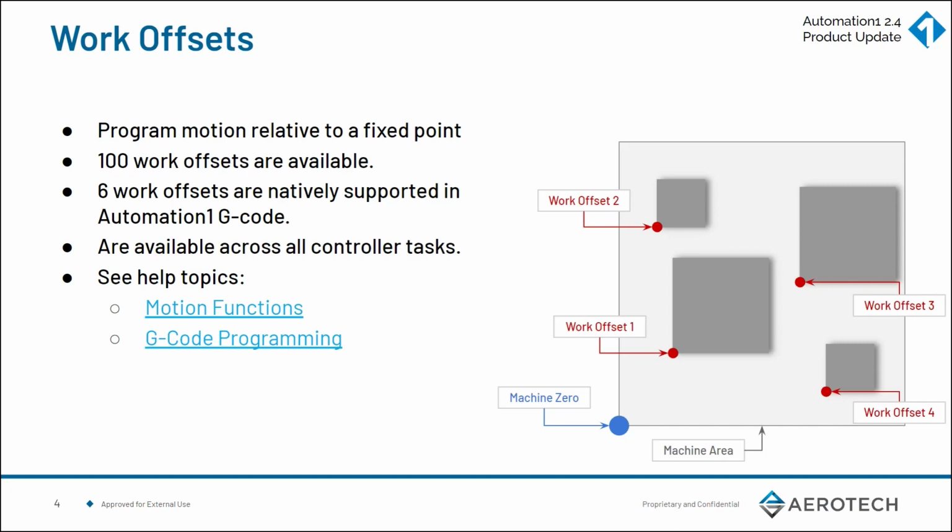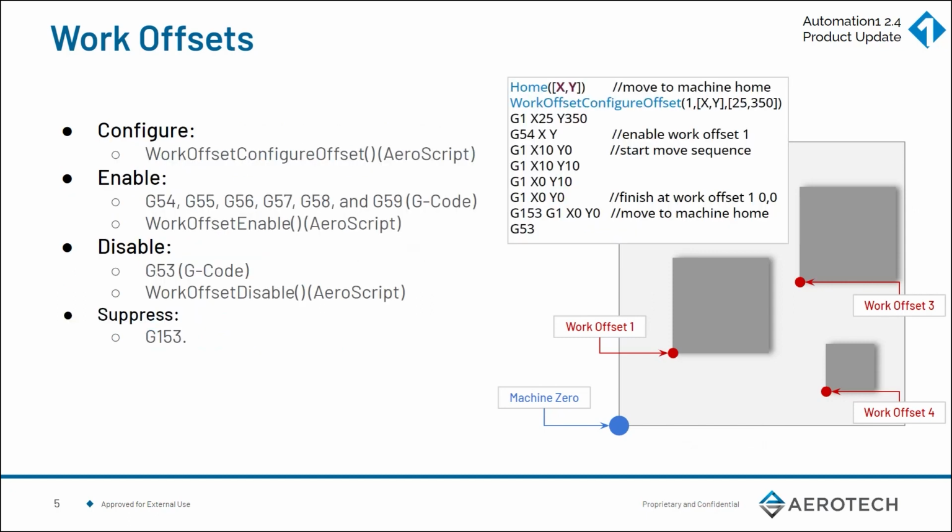If you're using the G-code programming language, there'll be 6 that are natively supported. And you can find out more in our help files under motion functions and G-code programming. So in the image on the right, again, the darker gray areas represent maybe a piece of substrate that you're working on. And then the lighter gray, larger area would be the XY machine space that you're working in. So you might have a program that's developed relative to the substrate, not relative to the machine working area. You would just apply that work offset so that all your motion commands would be relative to this fixed point in space.